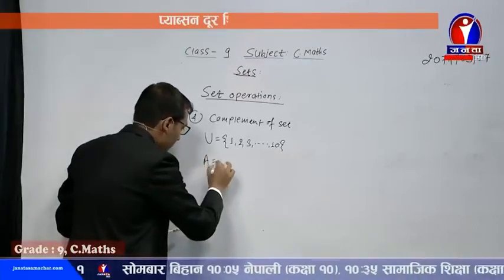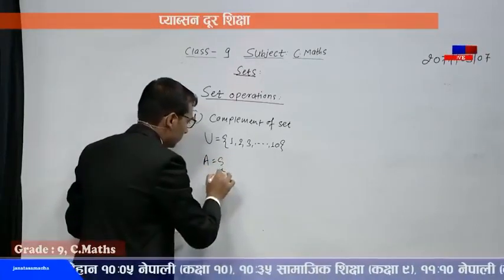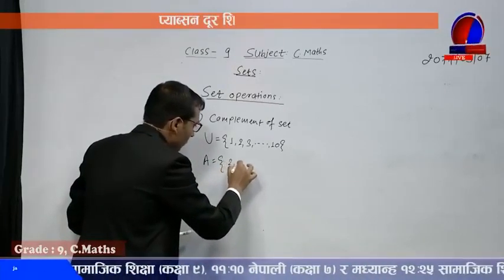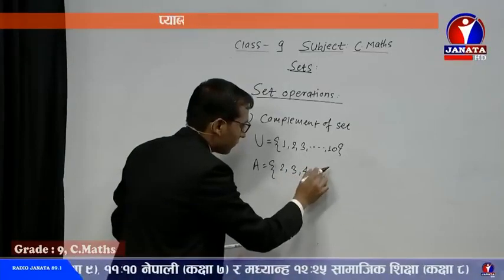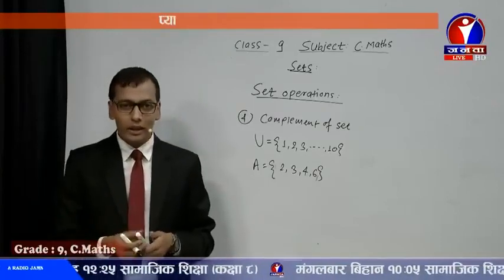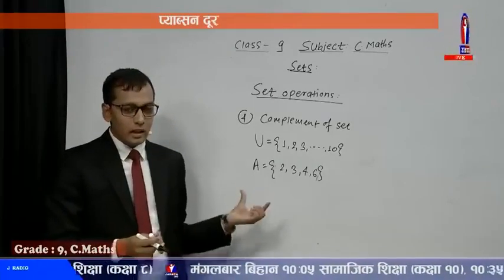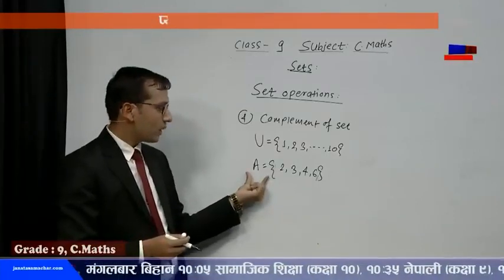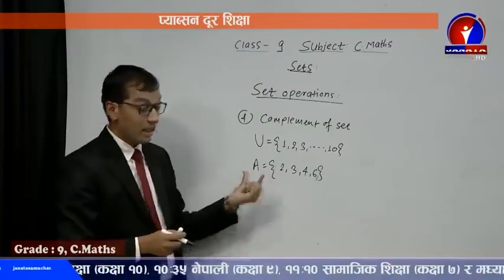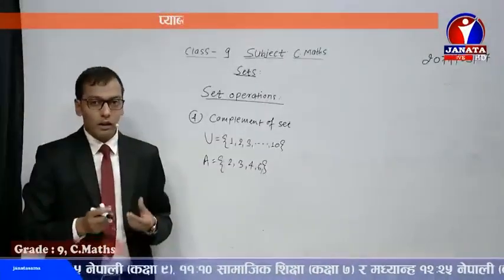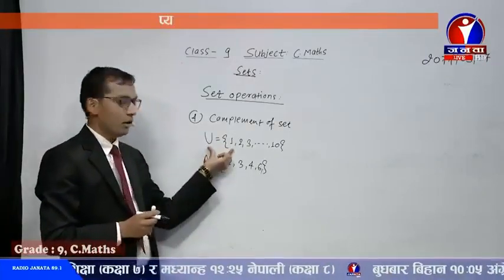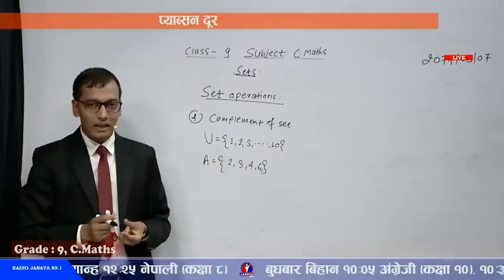Let me take a set, subset of U. A is 2, 3, 4, 6. So these are the elements of set A. Now can we identify what is the complement of A? Can we write the elements of complement of set A? So now what is the complement? If we subtract the elements of A from universal set, we obtain the complement of A.